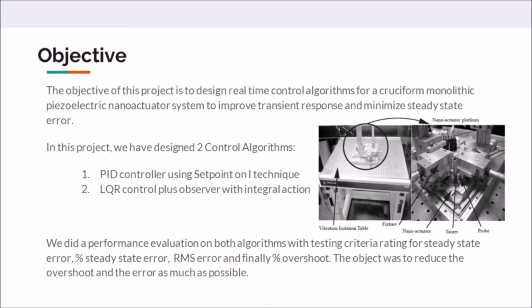At the end, a performance evaluation was performed on both algorithms with certain testing criteria set forward: steady-state error, percentage steady-state error, RMS error, and finally percentage overshoot. As in any case, the final objective was to reduce the overshoot and the error as much as possible. Ideally, we prefer a zero value for both of the previously mentioned parameters, but in reality, obtaining a zero value could be very difficult. In those cases, we satisfy ourselves with a value that is as close as possible to zero.